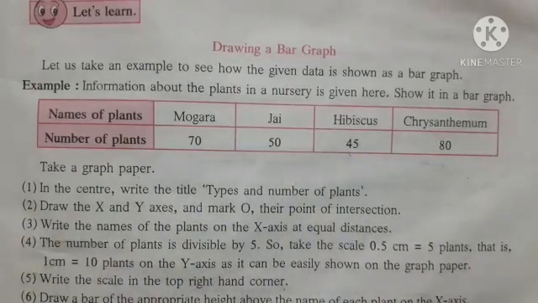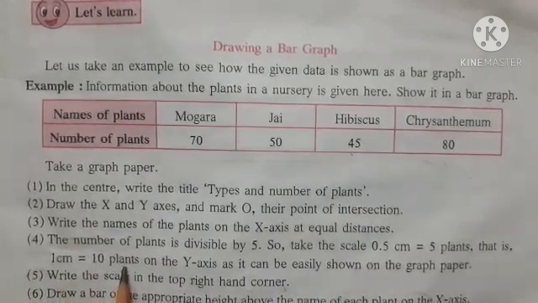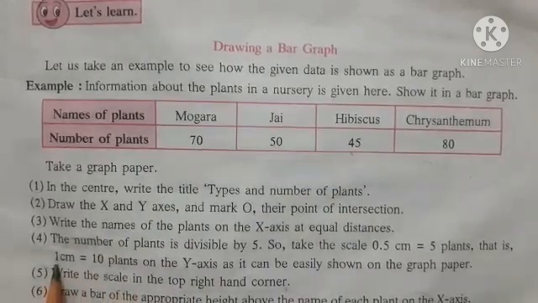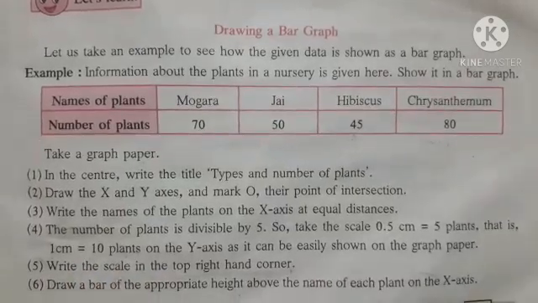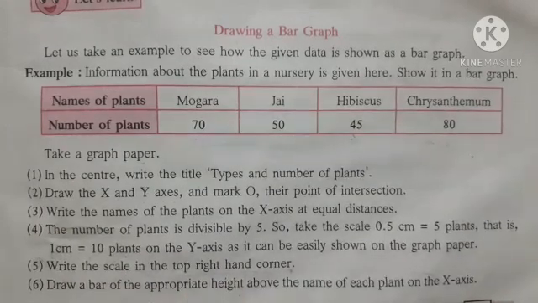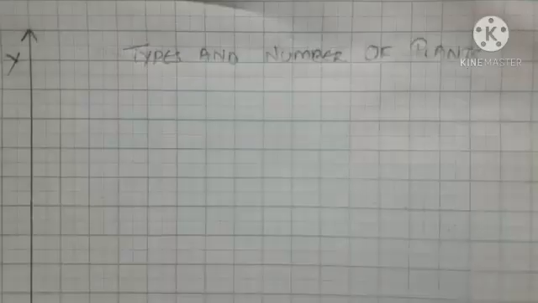Now here you can take the scale in two ways. You can take the scale as 1 centimeter equals 10 plants. You can also take the scale 1 centimeter equals 5 plants. It's up to you what scale you take. Then we will write the scale in the top right hand corner of the bar graph. Then we will draw a bar of the appropriate height above the name of each plant on the X axis.